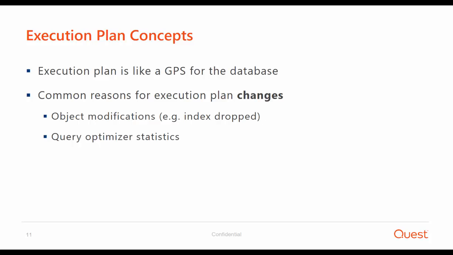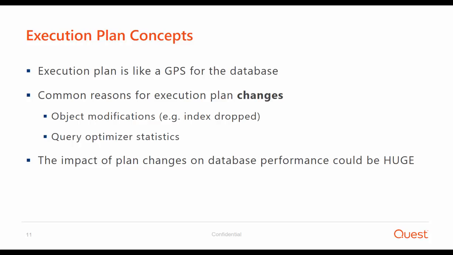Another example is if the query optimizer statistics have changed. For example, the cardinality, which basically gives an estimation of how many rows should be returned by every step, every operation in the execution plan, is now changed. Now there is a new cardinality, and therefore the database optimizer could choose a new execution plan. As mentioned, the impact of plan changes on the database performance could be potentially huge.